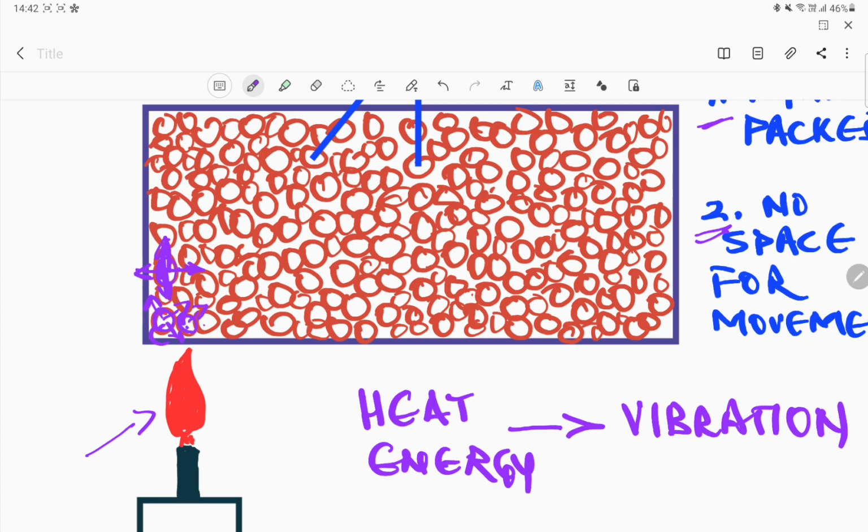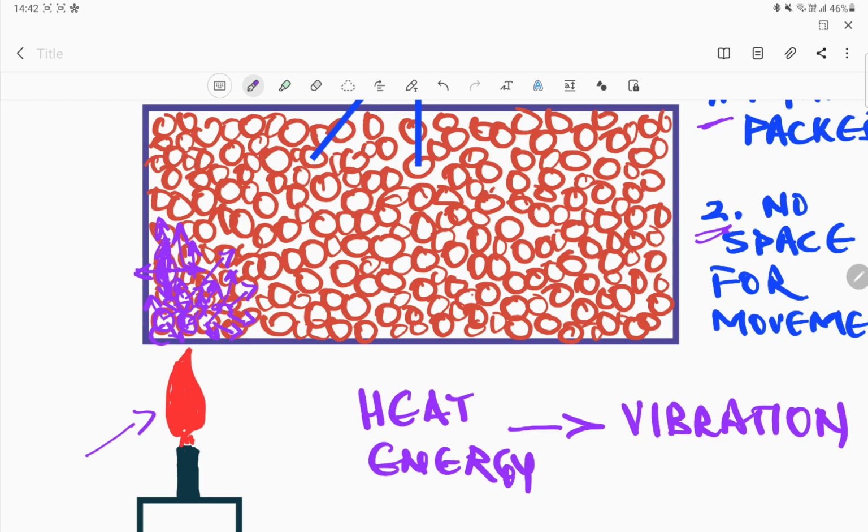And what will happen? As they collide with the other particles around them, those particles will also start vibrating. And when this particle has some energy, it will collide with the next particle. So all the particles close to the flame, when they receive heat energy, start to vibrate in all directions and they transfer this vibration to the particles around them. This vibrational energy that they transfer is basically heat energy which is moving around. So heat energy transfers in the form of a vibrational disturbance.